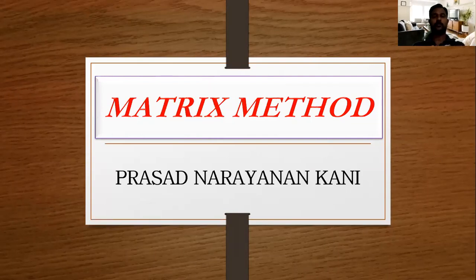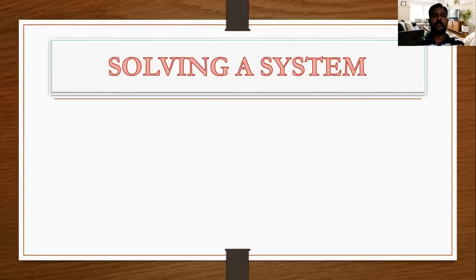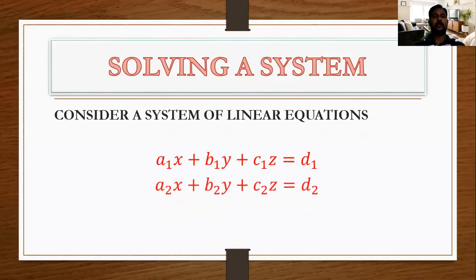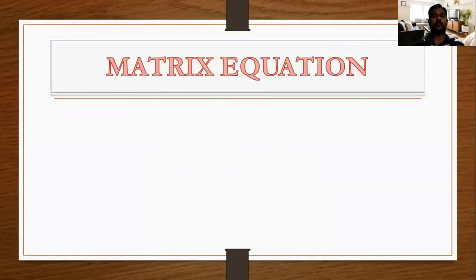Let us solve a system of linear equations. Let us consider a system of linear equations: a1x plus b1y plus c1z equal to d1, a2x plus b2y plus c2z equal to d2, and a3x plus b3y plus c3z equal to d3. Now let us see how such a system of linear equations can be converted into matrix form. That is what we name the matrix equation.